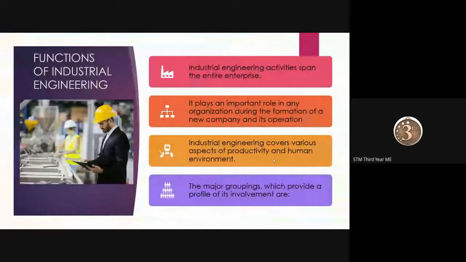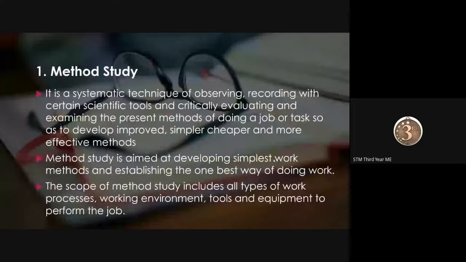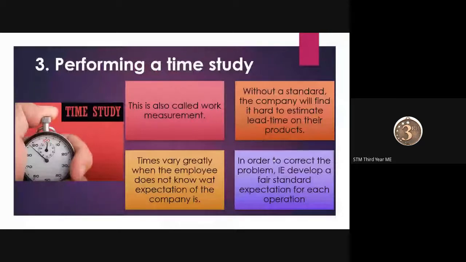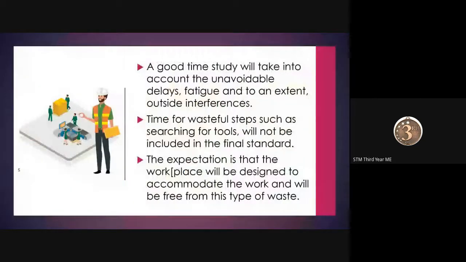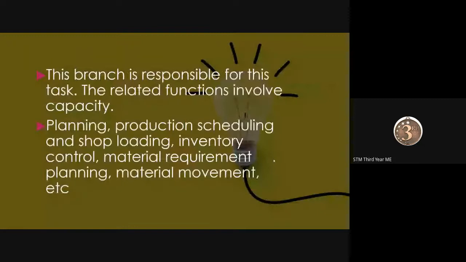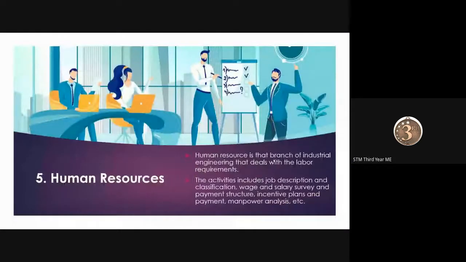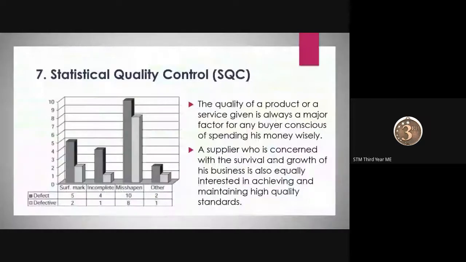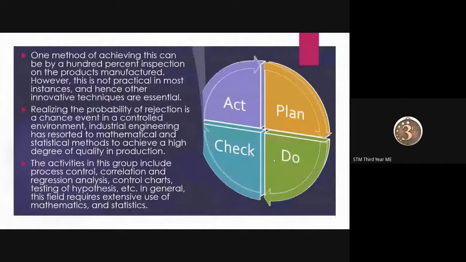So it is given here: functions of industrial engineering. The first one was method study, then came motion study, then time study, then production planning and control, then human resources, then establishing the performance standards, statistical quality control. So this much we have discussed. The next one is quality.